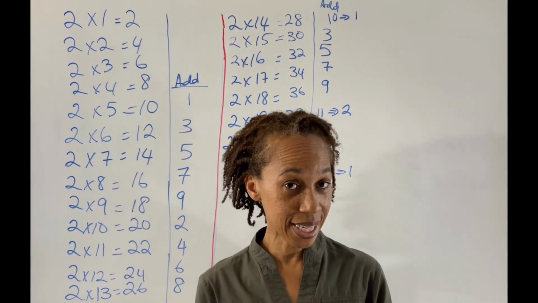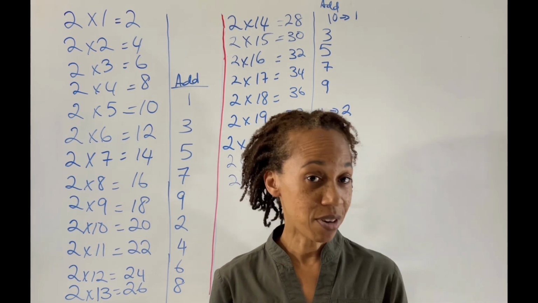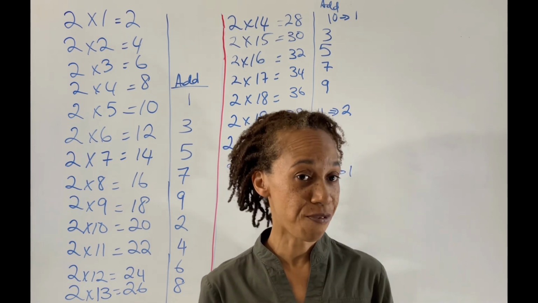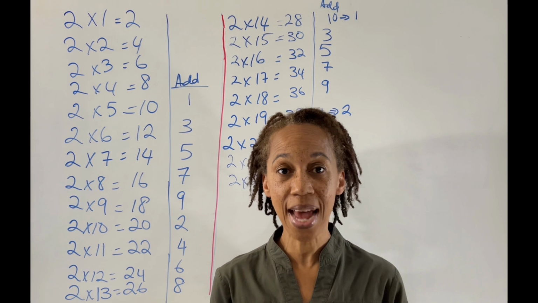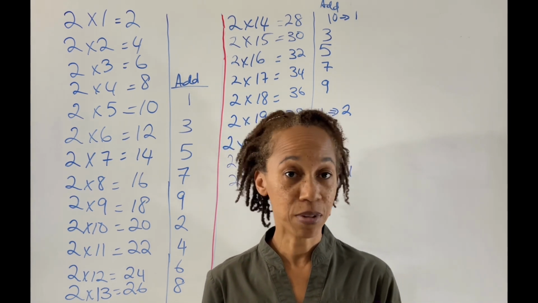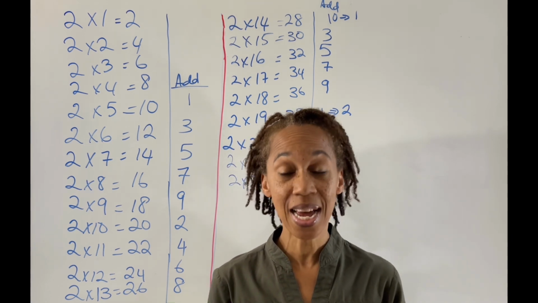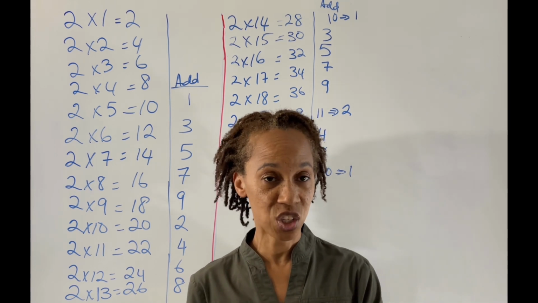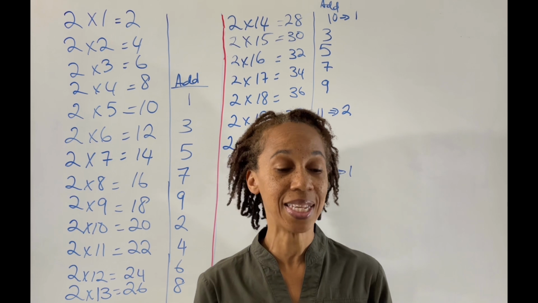7 times 1 is 7. 7 times 2 is 14. So now we have a double digit number. So we're going to add the 1 plus 4, which is going to be 5. 7 times 3 is 21. We're going to add that 2 plus 1, which is going to be 3. And 7 times 4 is 28. We're going to add the 2 and the 8, and that is going to be 10. We're still going to add the 1 and the 0 to get a single digit, and that is going to be 1.